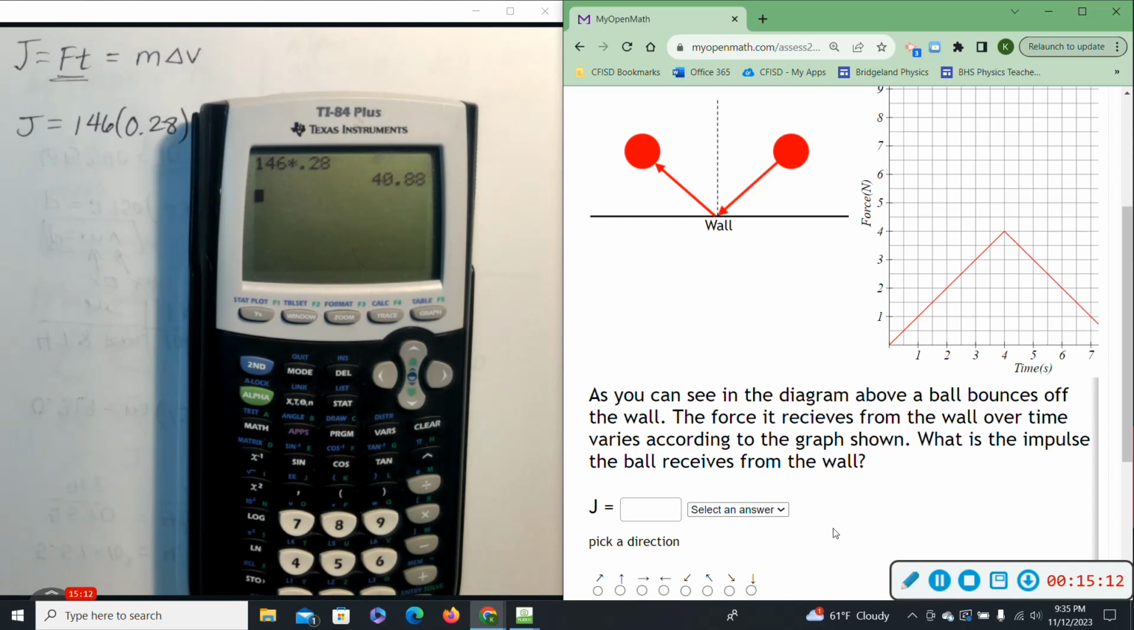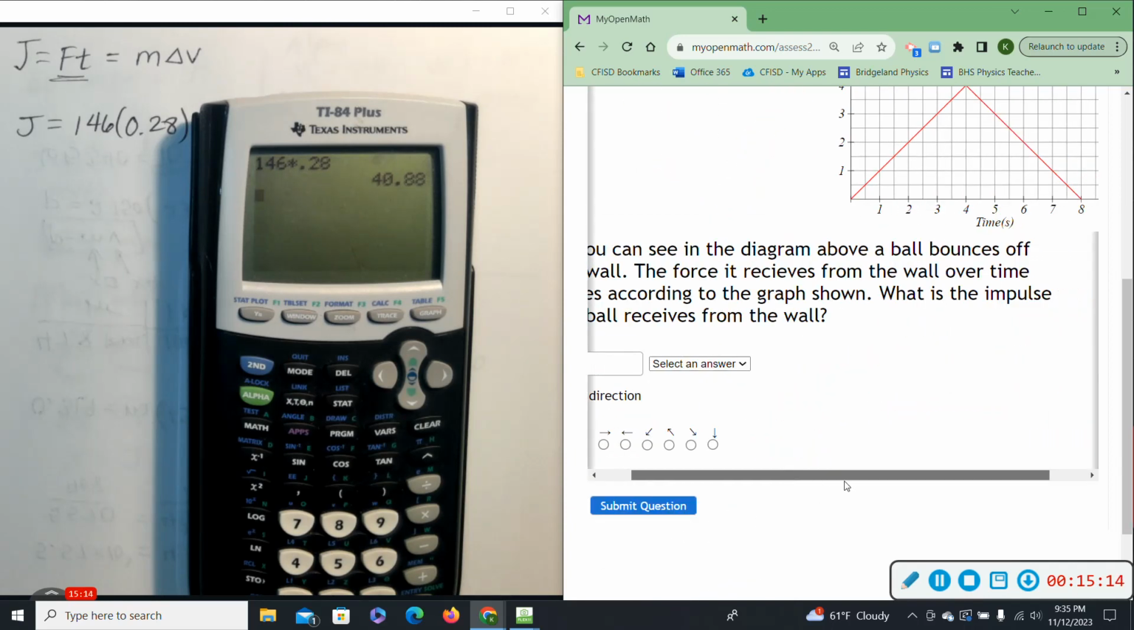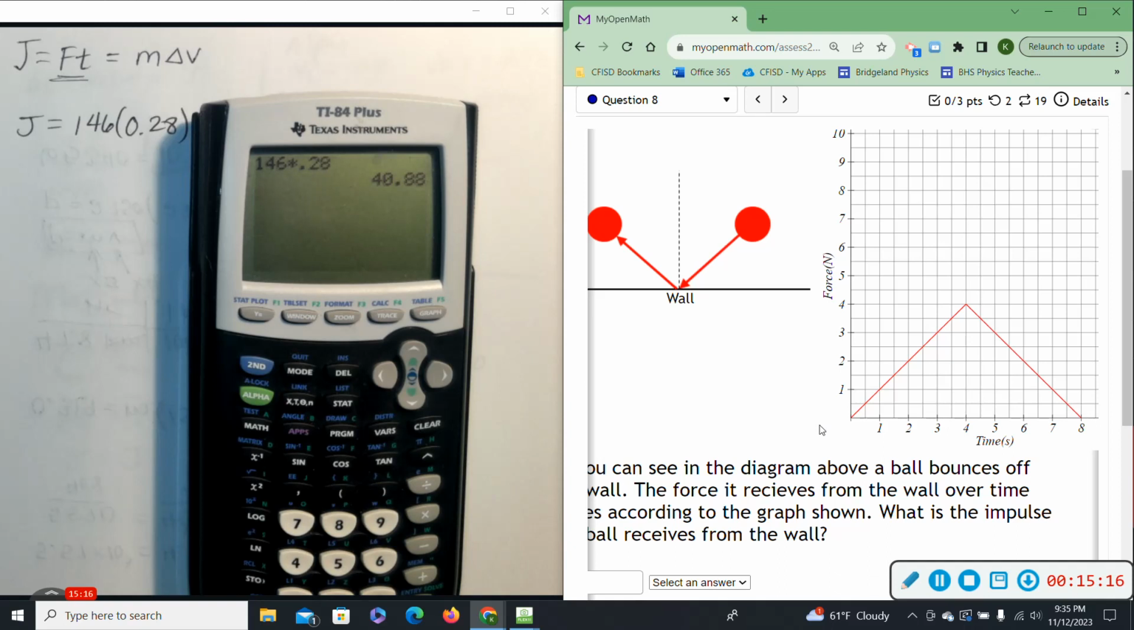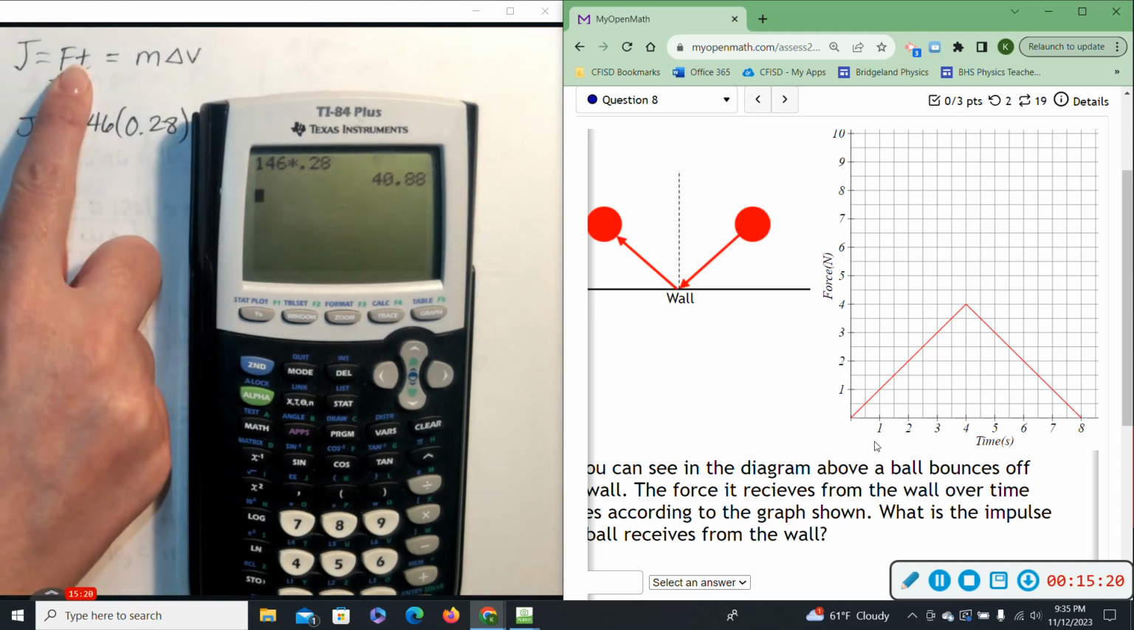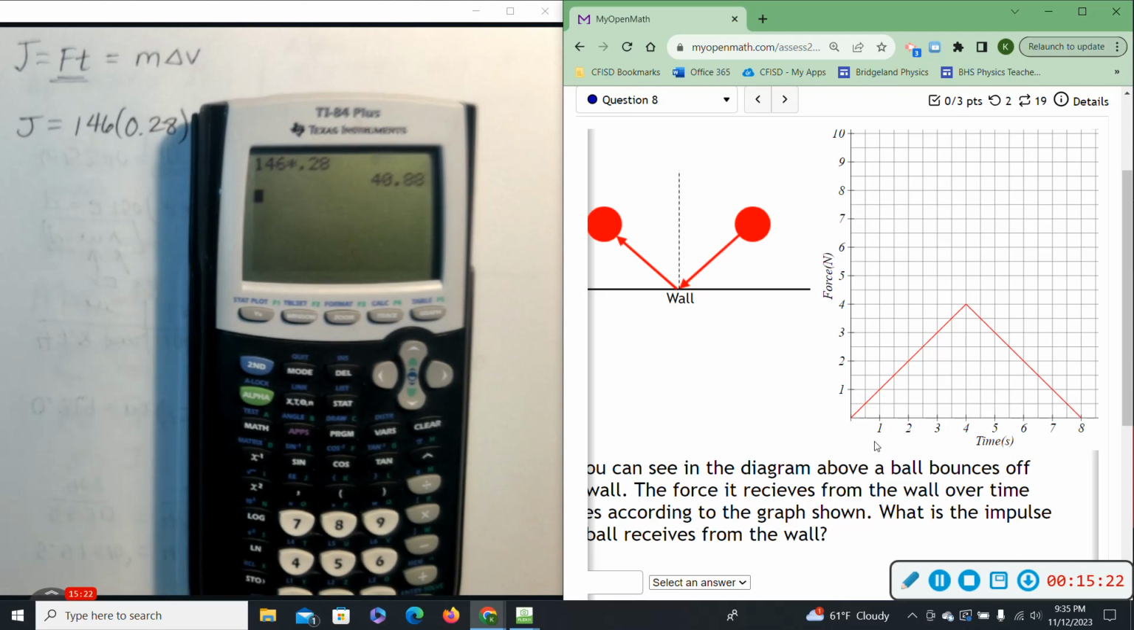This is a force time graph, and on a force time graph you can find your impulse by finding the area, because impulse is force times time. If you had a constant force, you would simply find the area of that rectangle or multiply those values, but we have a changing force here, and so you're going to find the area of this triangle.